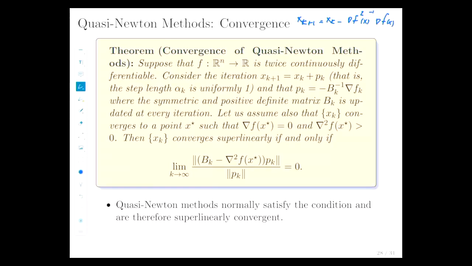So what are the building blocks of Newton's method? If I have an oracle, what questions do I ask the oracle at any point xk? I ask about the gradient, I ask about the Hessian. Okay? So I have to ask two questions.